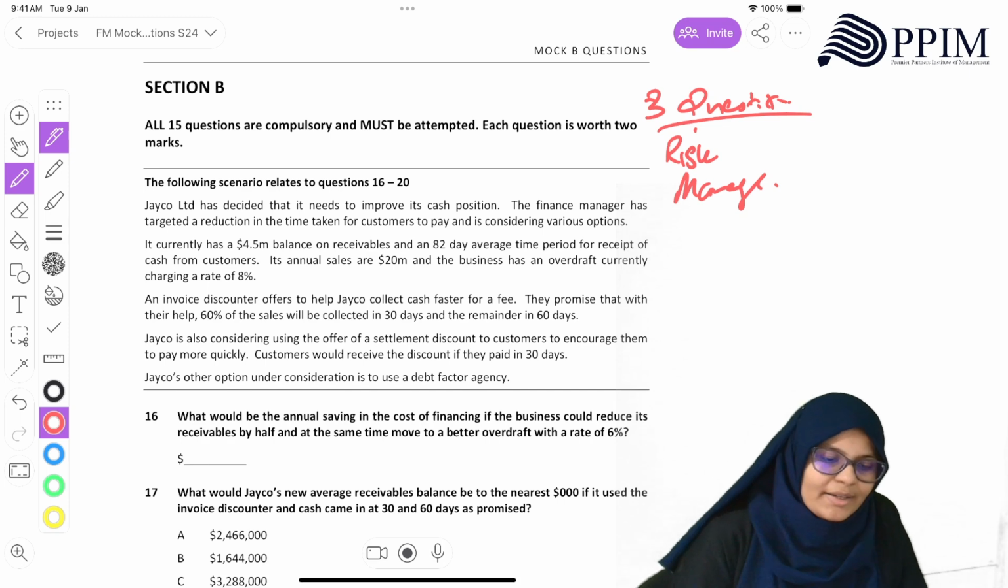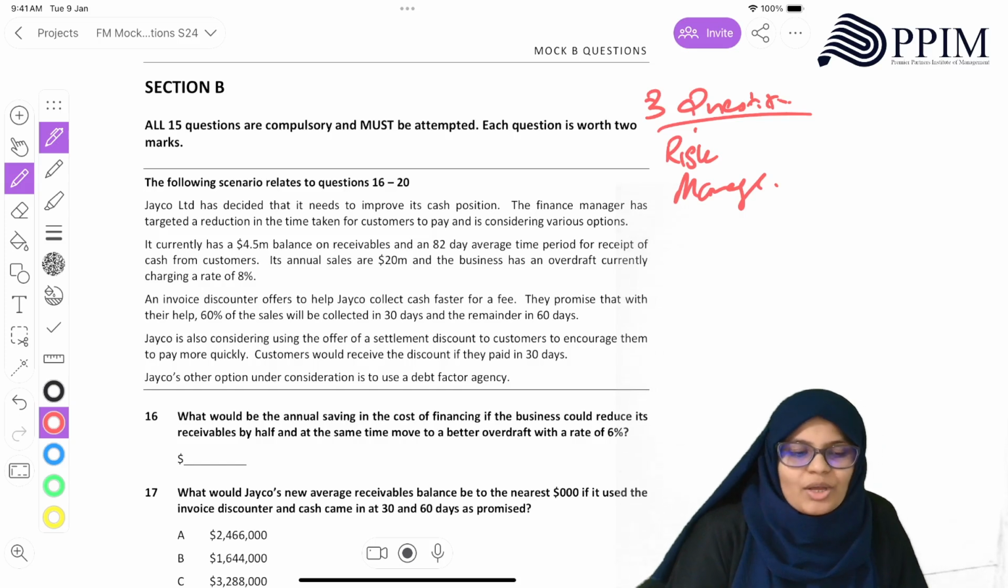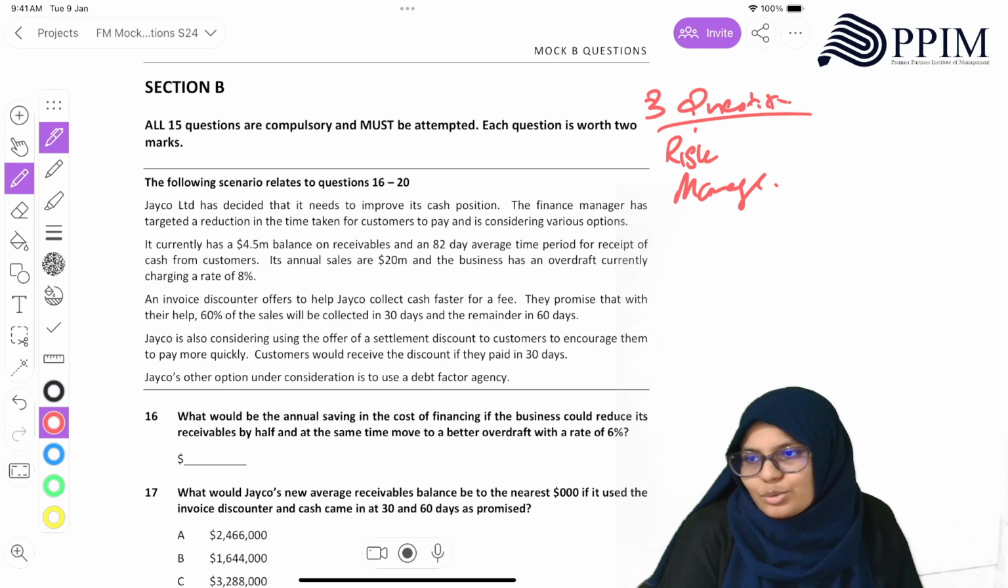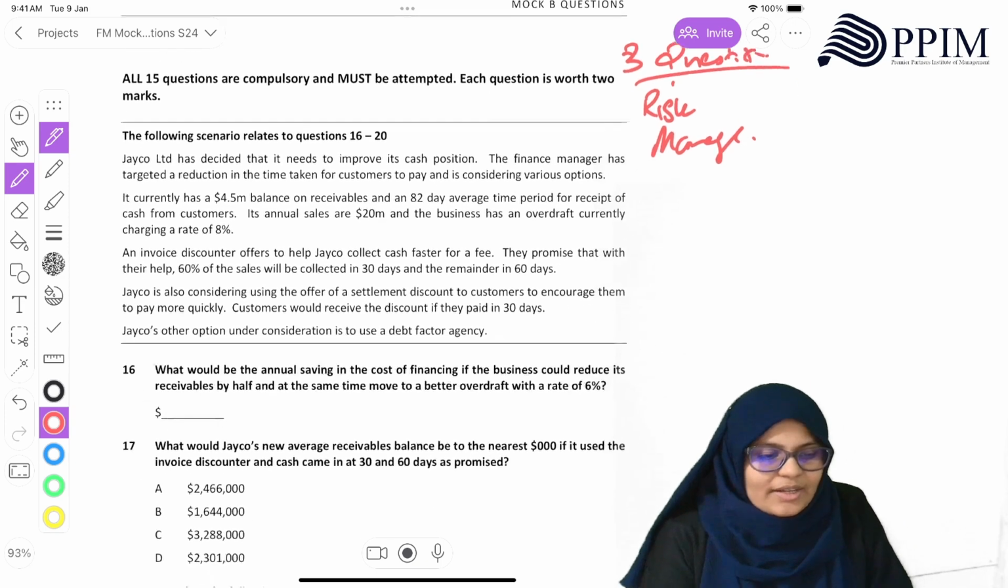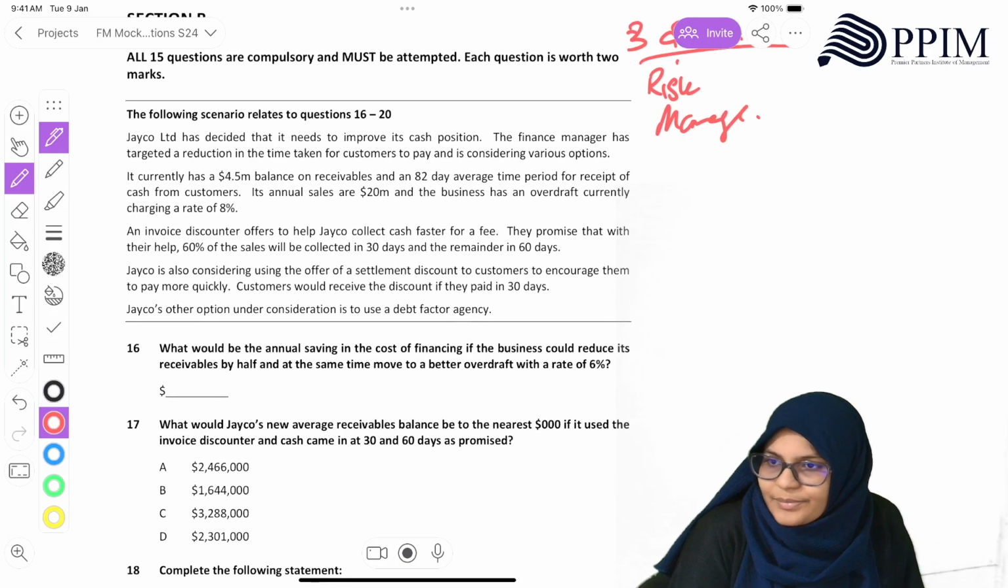Right. So it says here, section B, all 15 questions are compulsory and must be attempted. Each question is worth 2 marks. So 3 major questions, each worth 10. Inside that, in every question you will have 5 smaller questions, each worth 2 marks. I'll give you a minute to go through this scenario and then we will attempt it. From the answers I saw, section B, compared to section A, wasn't as good when it came to your answers.